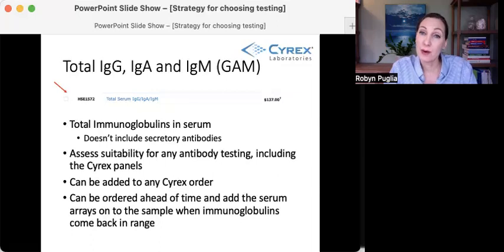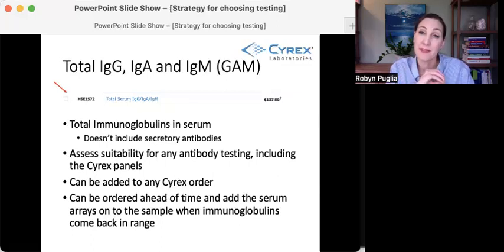We would use this test to assess suitability or to help us interpret the results for any antibody testing, which includes the Cyrex panels. This test can be added to any Cyrex order, or it can actually be ordered ahead of time. So you can order a total immunoglobulin panel if somebody is on medication that affects the immune system, for example. And then when your GAM panel comes back with everything in range and you have assessed that this person is an appropriate candidate for antibody testing, then you can add any of the serum arrays onto that sample.